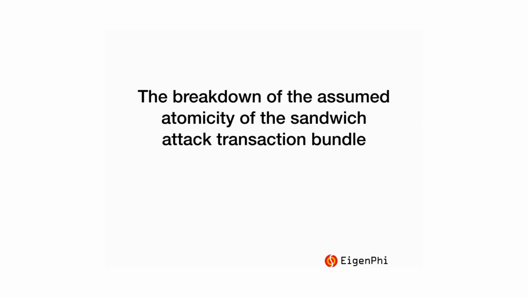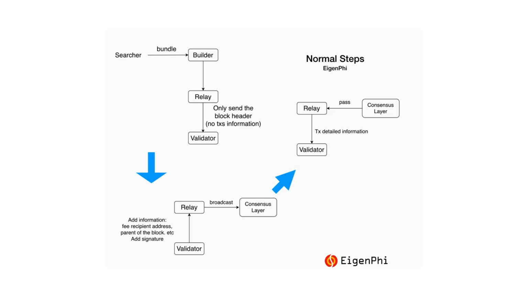This video briefly explains how the attacker broke down the assumed atomicity of the sandwich attack transaction bundle. The typical steps would be that searchers send a bundle through an API to builders, and builders send all the block information to the relay. Then, the relay would only send the block header to the validator.